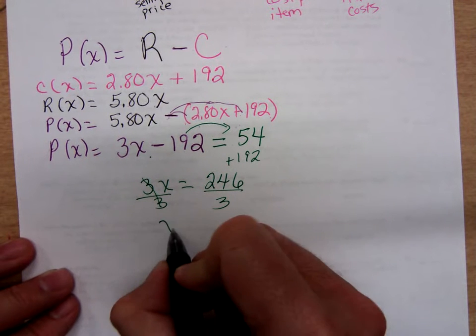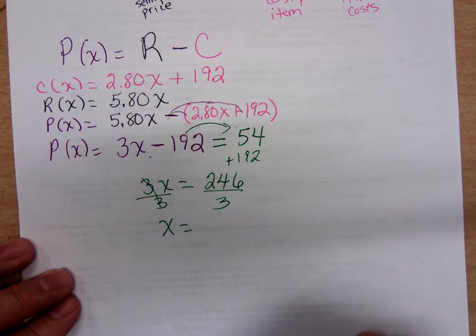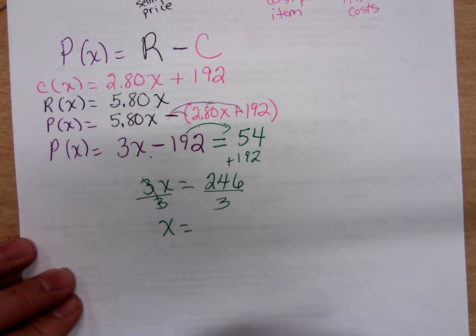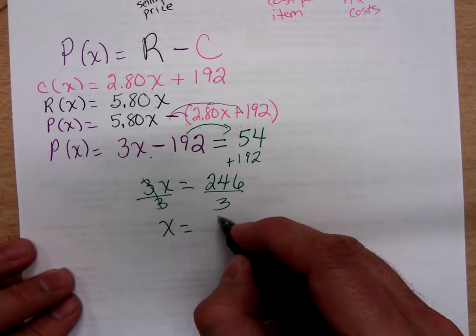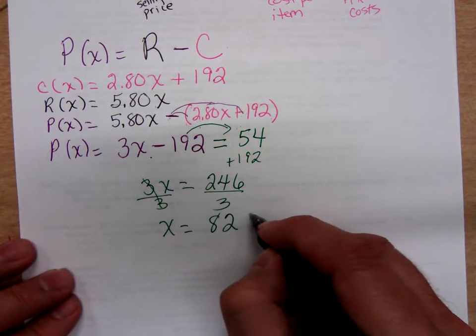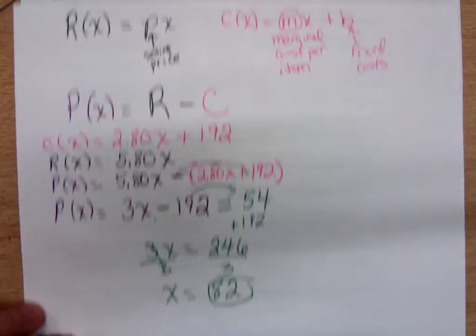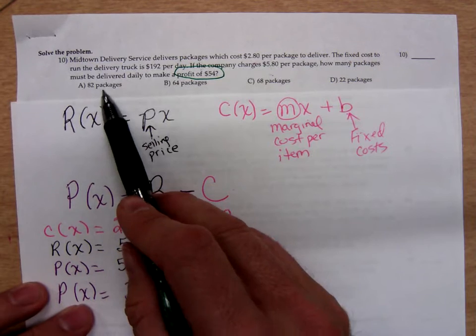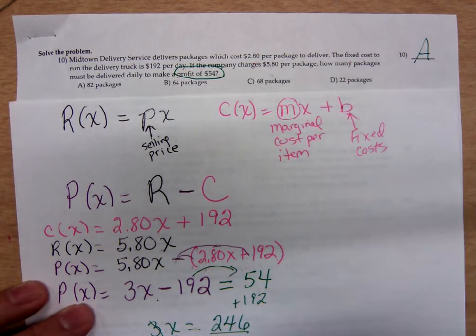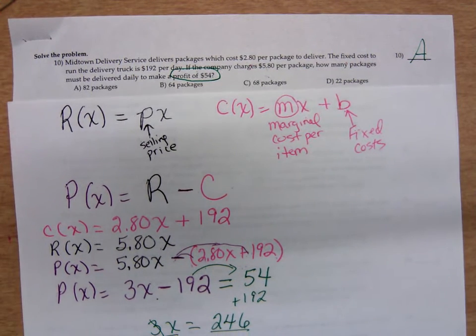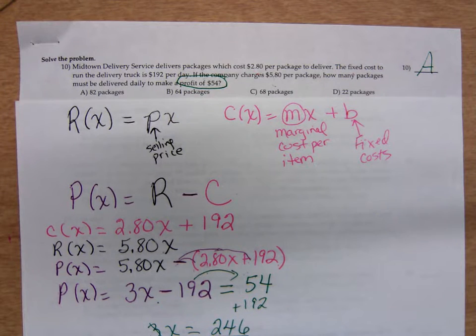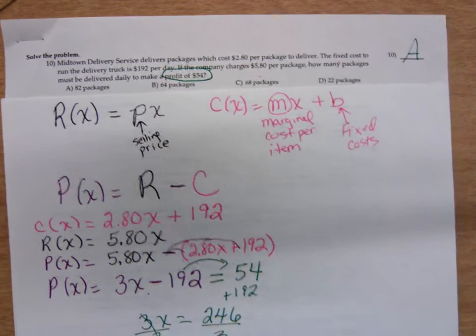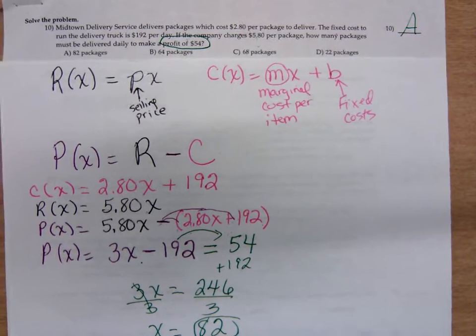So how many packages do they need to deliver every day to make a profit of $54? Well, 82 packages. So they need to deliver 82 packages a day, and that'll get them a profit of $54. Okay? Any questions there?